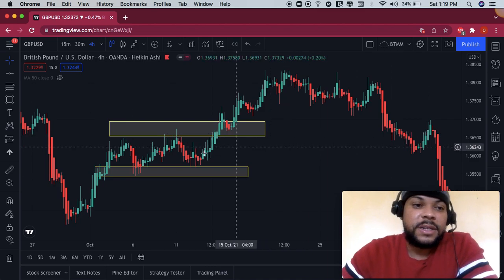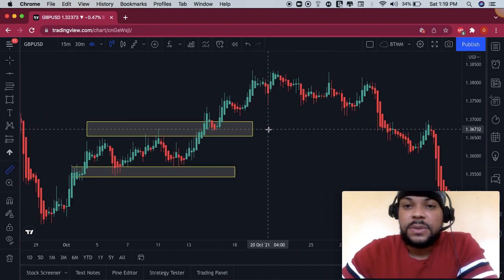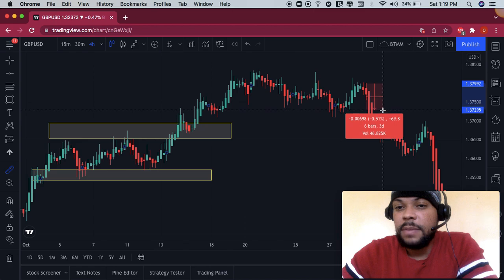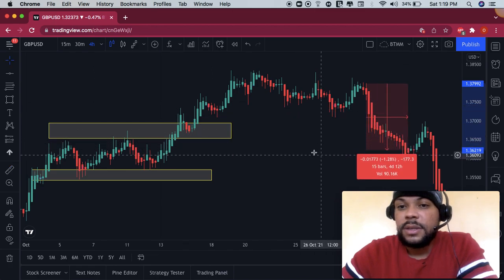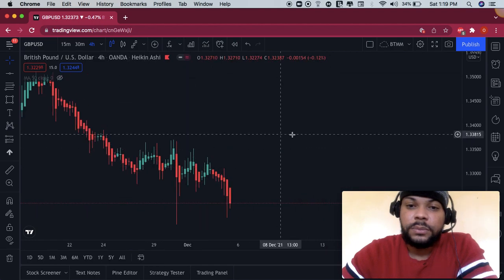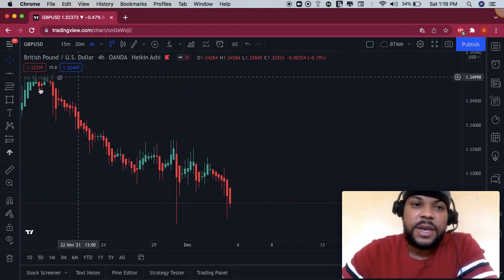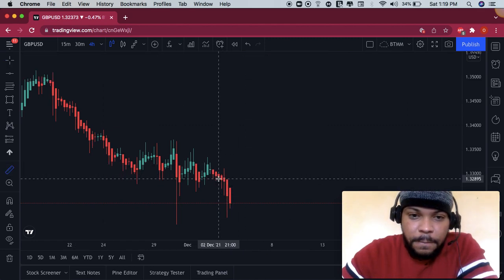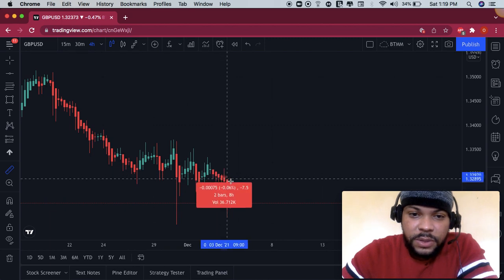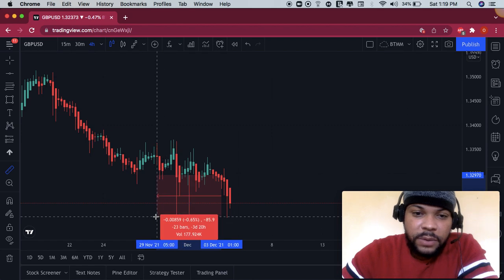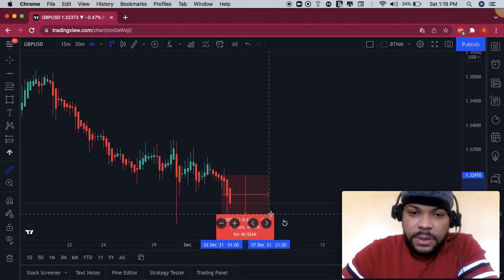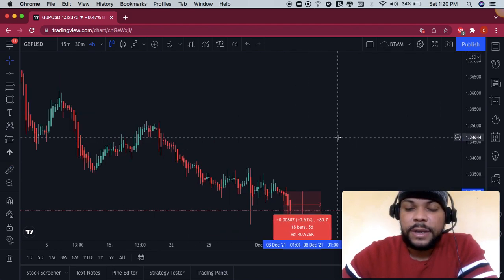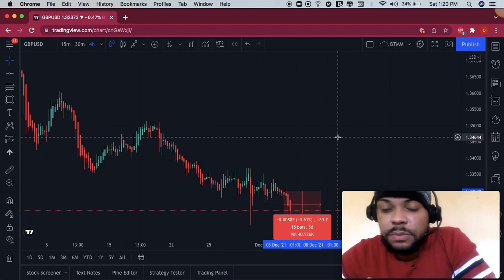Another use for them is that some of them, well, I use this tool, it's called my pip counter. I use it to count the number of pips that I would make in a position. So let me look at Friday. I can see that on Friday, GBP USD went down for about 85-86 pips. Yeah, 85 or 86 pips. So this is what people normally use to count how many pips they would get from certain positions.